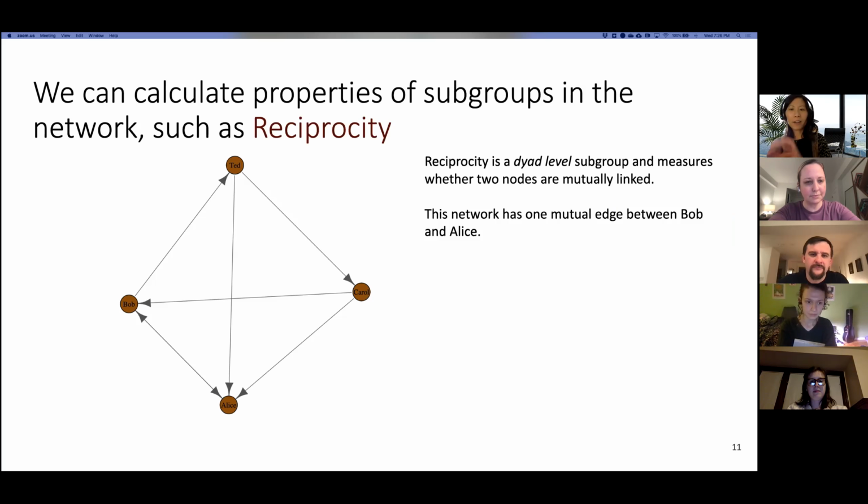And then similarly, we just thought about the individuals or the actual nodes in this network. But something that's kind of cool about social networks is that once you have a network in front of you, or you've mapped out those relationships, you can think about things in little clusters. So we talked about individuals, but you can also think about subgroups such as dyads. Those are 2 nodes, and it asks whether those 2 nodes are mutually linked in a network. In this example, we just have one mutual edge, and a mutual edge means that both Bob and Alice claim that they're friends with each other, which is kind of interesting.